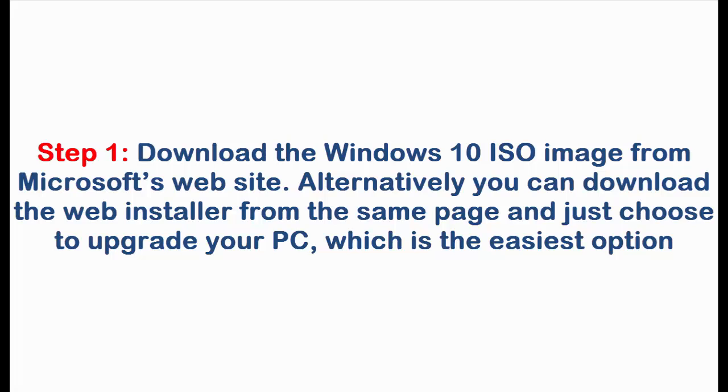Step 1. Download the Windows 10 ISO image from Microsoft's website. Alternatively, you can download the web installer from the same page and just choose to upgrade your PC, which is the easiest option.